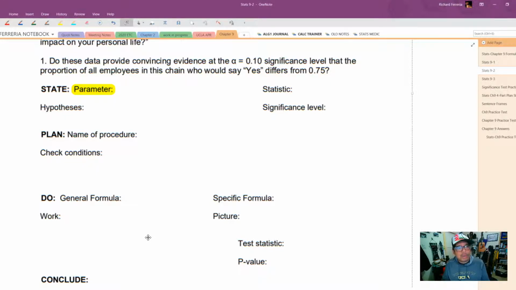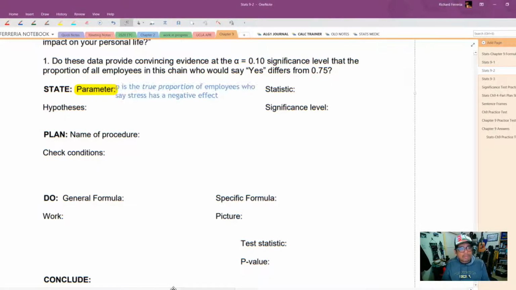So we're going to start with the parameter. What is our parameter? We're going to say that P is the true proportion of employees who say that stress has a negative effect. Notice that I've italicized true proportion. Make sure you're writing true proportion as well. The hypothesis here is H naught: P is equal to 0.75, that null value that we identified earlier.